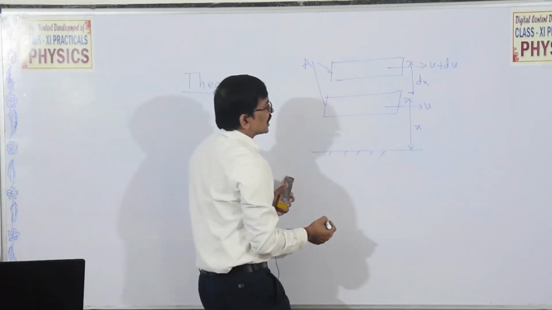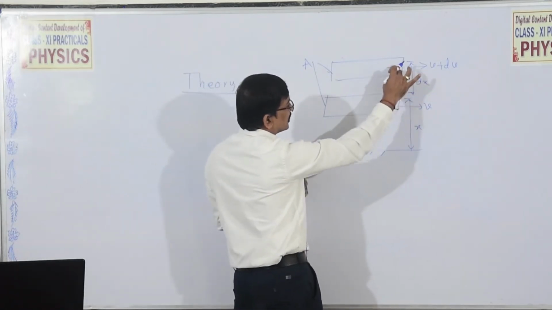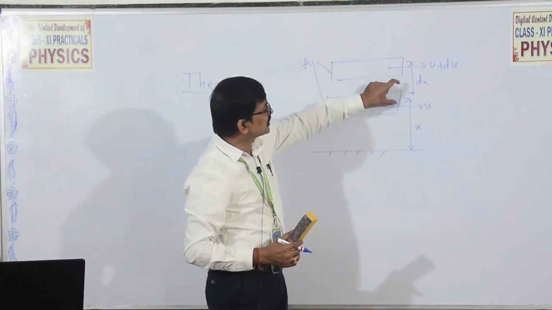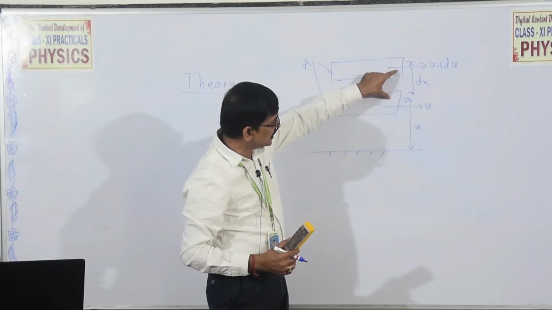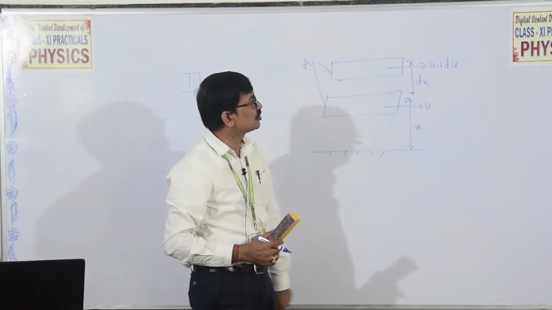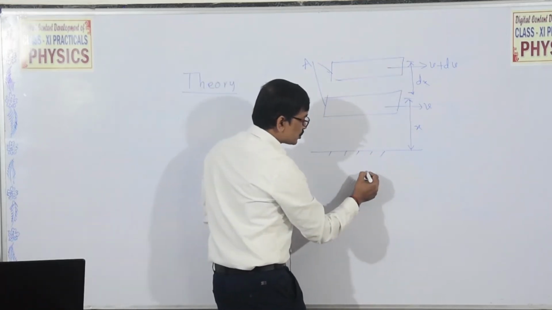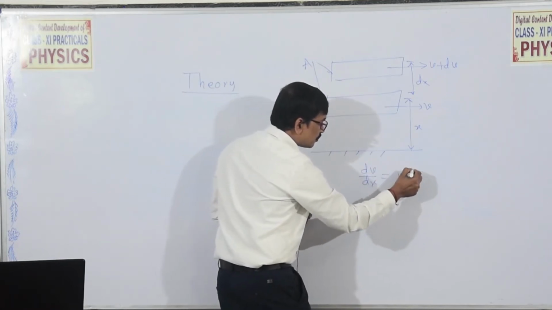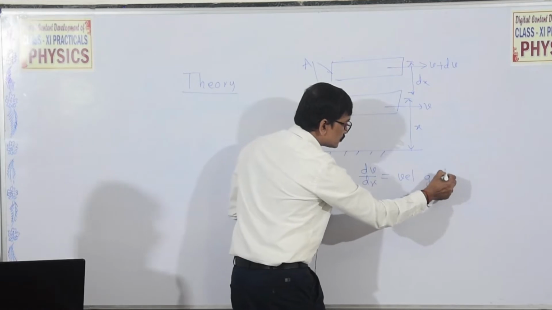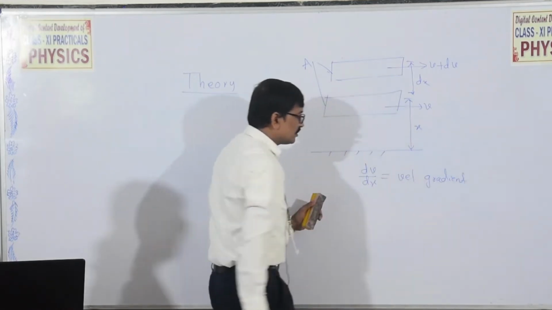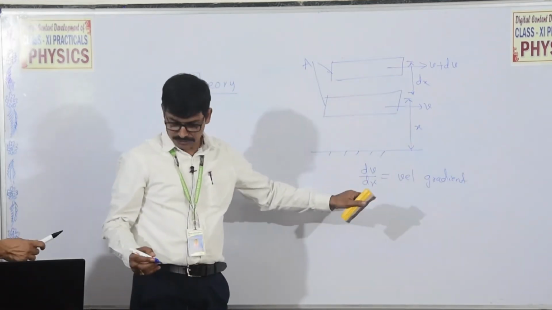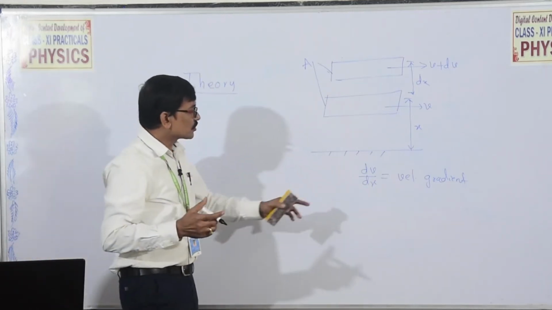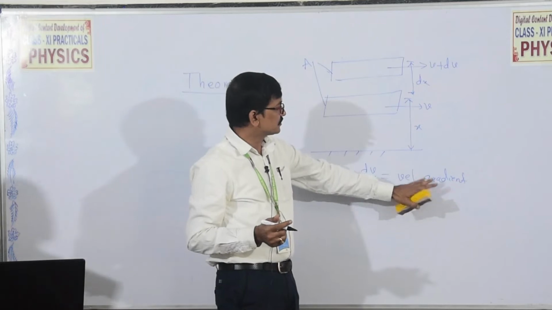Here, with the distance increasing by dx, the velocity increases by an amount dv. Therefore, what is the ratio dv by dx here? dv by dx is the velocity gradient. The change in velocity divided by distance is called the velocity gradient.